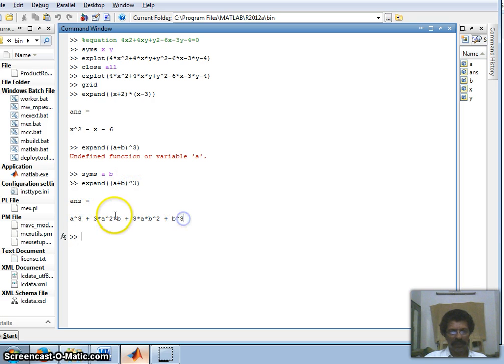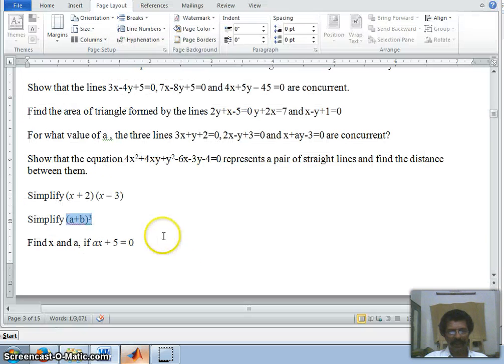a cube plus b cube plus 3a square b plus 3b square a. I can get a pretty look with the command pretty answer. So it gives me a mathematical expression: a cube plus b cube plus 3a square b plus 3b square a. Right, the last one, find the value of x if the equation is ax plus 5 equal to 0.